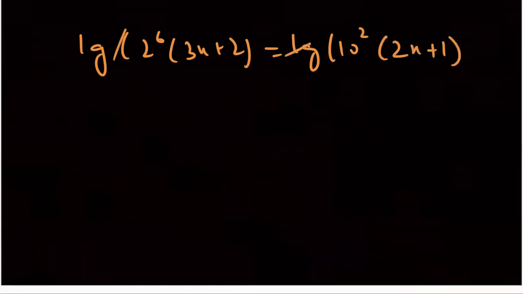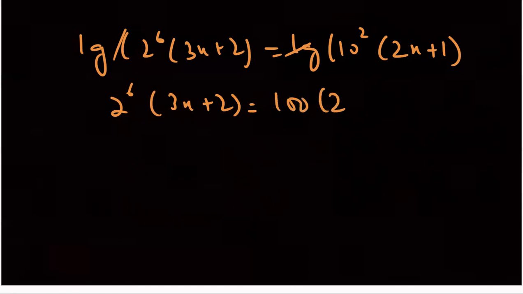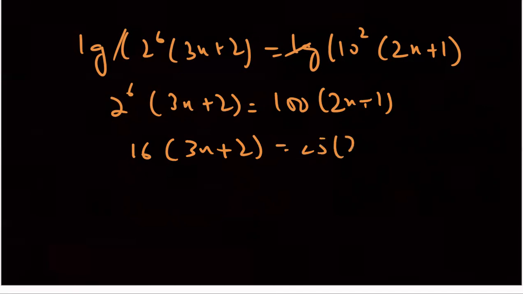Now logs are removed. Solving it further, we are getting 2 power 6 times (3x plus 2) is equivalent to 100 into (2x plus 1). Further dividing it, we are getting 16 into (3x plus 2) is equivalent to 25 times (2x plus 1). So the answer is coming 7. x is equal to 7 over 2, that is 3.5.